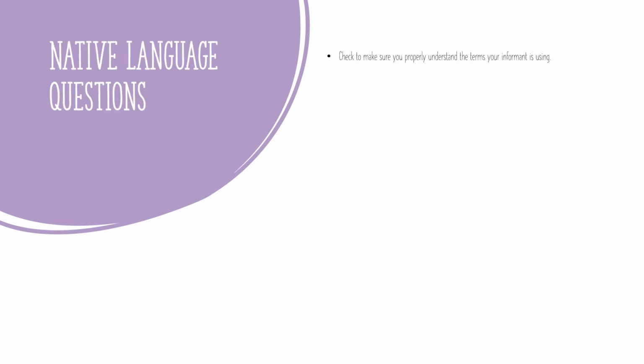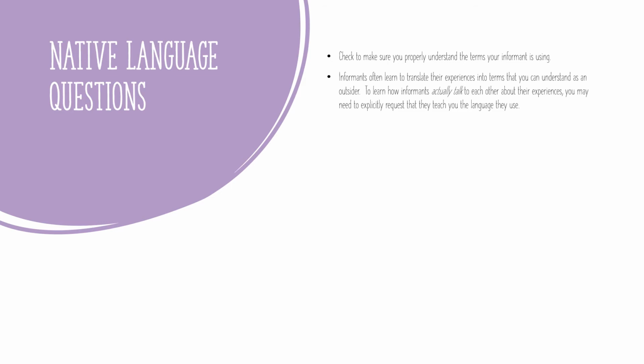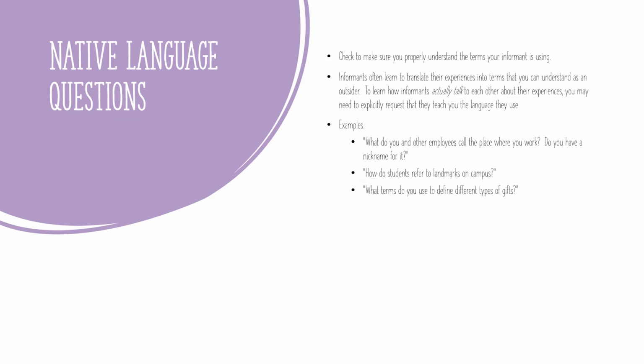Native language questions are devised to help you check to make sure that you properly understand the terms that your informant is using. Informants often learn to translate their experience into terms that you can understand as an outsider. But if you want to learn how they actually talk to each other about their experiences, you may need to explicitly request that they teach you the language they use.